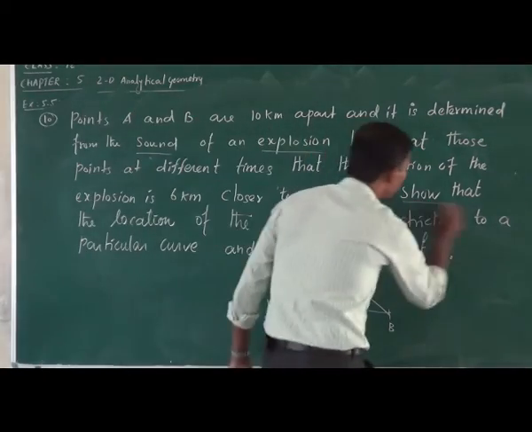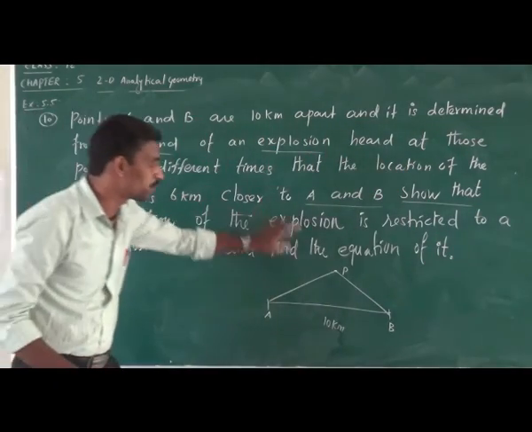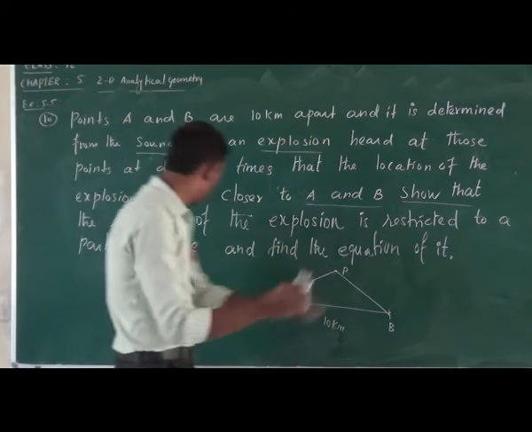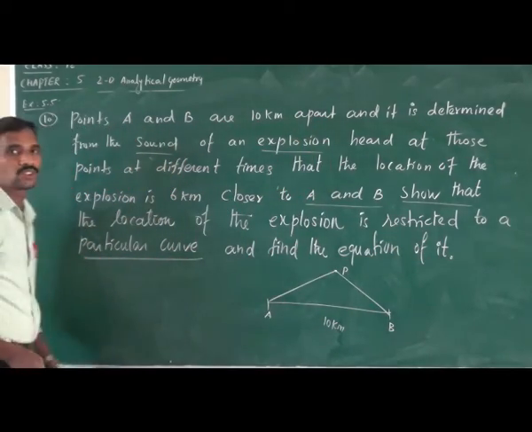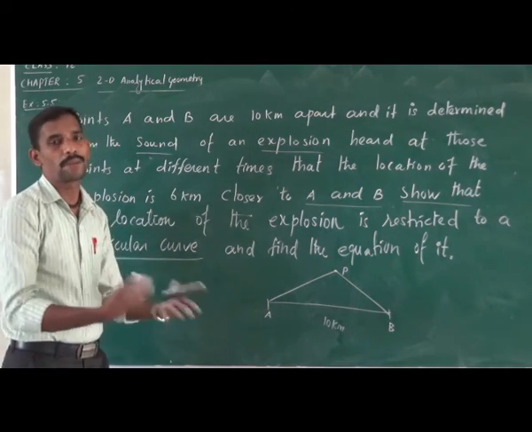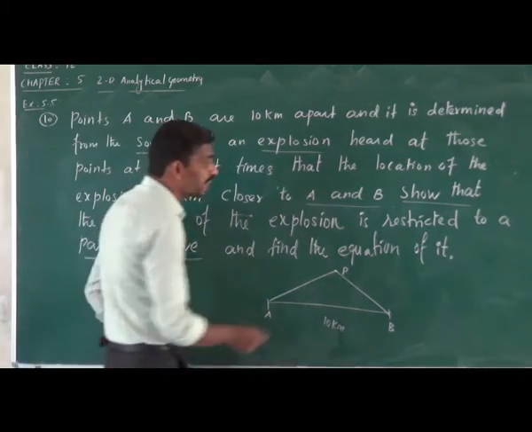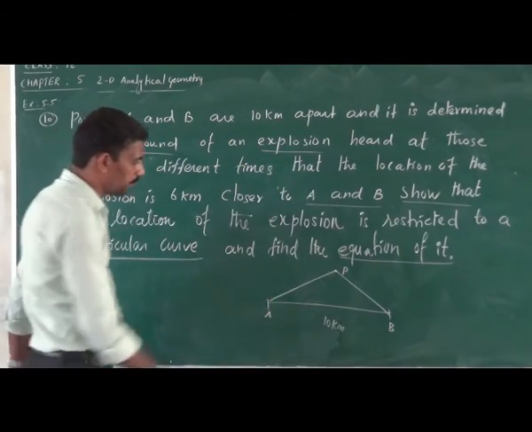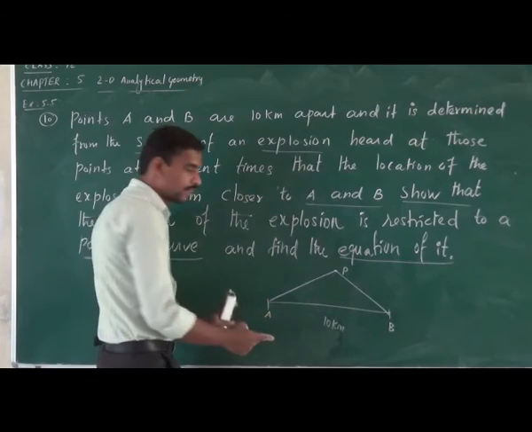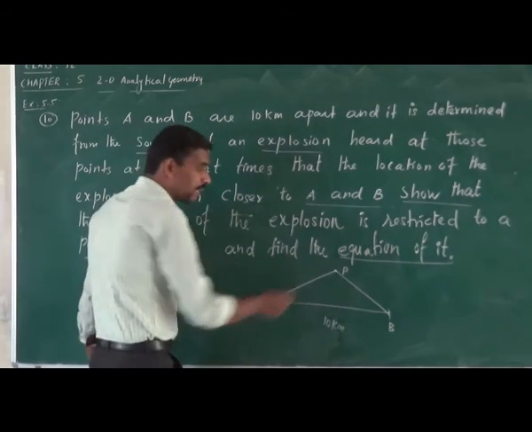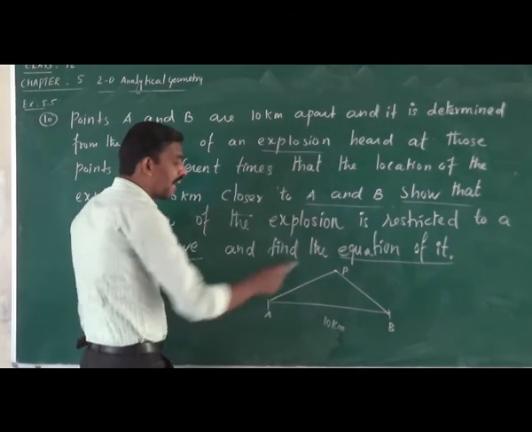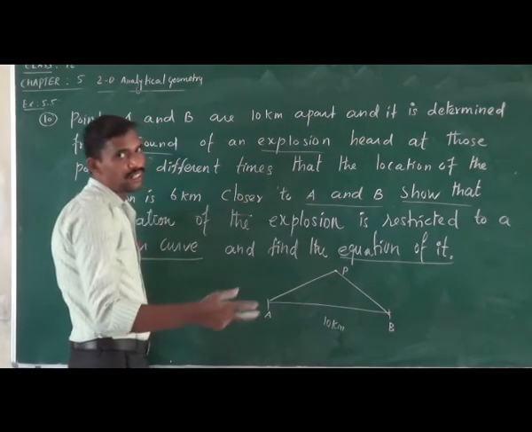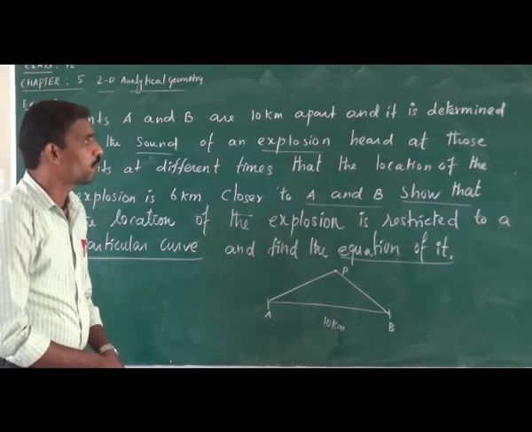Now, we want to show that the location of the explosion, that is P, is restricted to a particular curve. So we want to decide whether this is a hyperbola or ellipse or parabola, and find the equation of it. So the details given are only these: A and B are the two places, the distance between the two places is 10 km, and P is the location of the explosion. I hear the sound from P at place A as well as place B at different times.